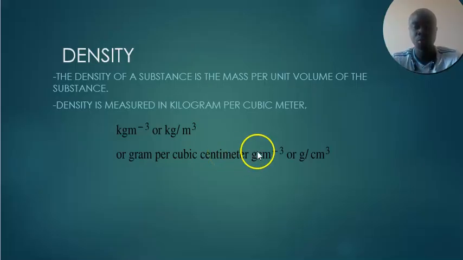Now, when your question is in gram per centimeter cube, the mass is in grams, and the volume is in centimeter cube, you can leave your answer in this if there is no restriction. But if there's a restriction to leave your answer in kilogram per meter cube, then you have to convert this gram to kilogram and convert this centimeter cube to meter cube.